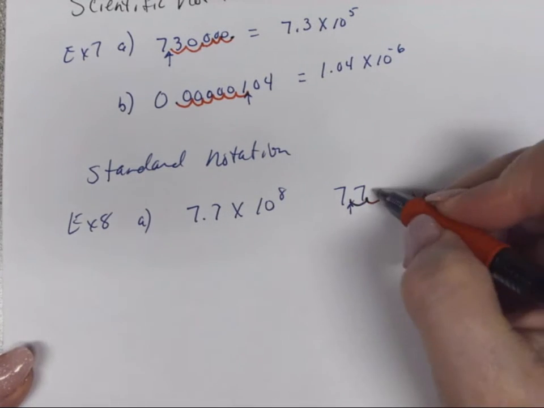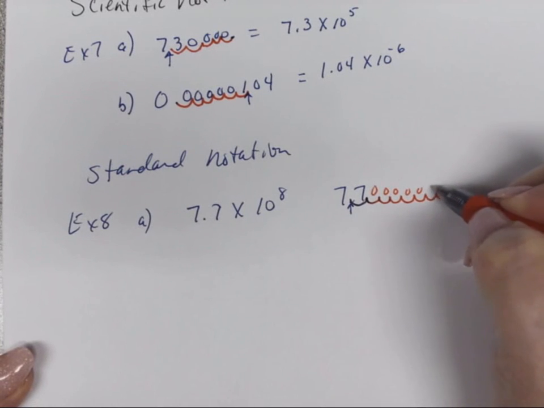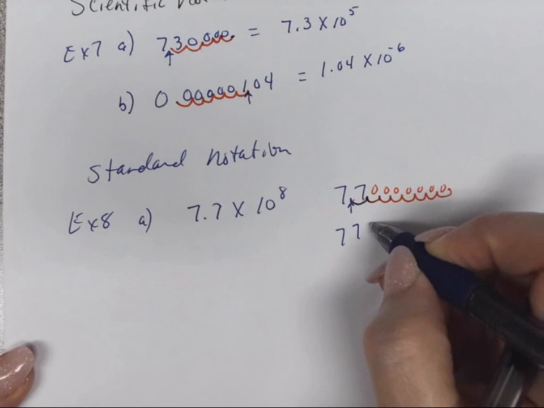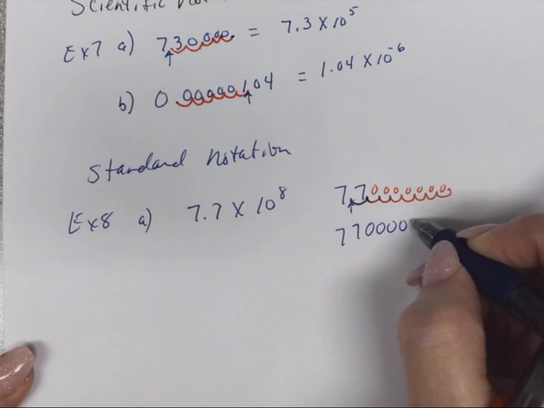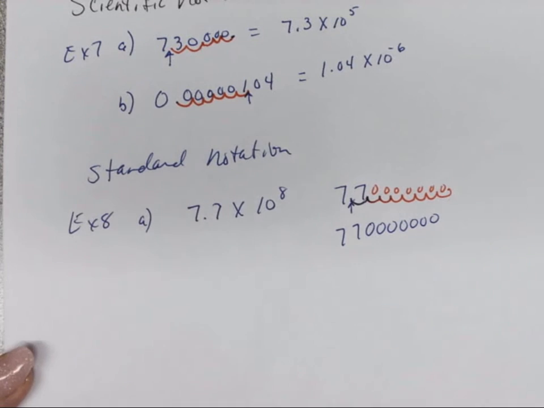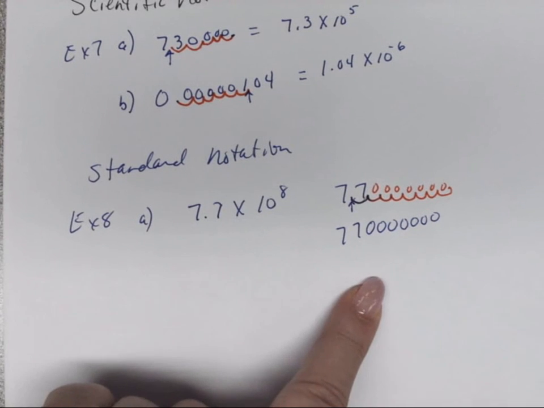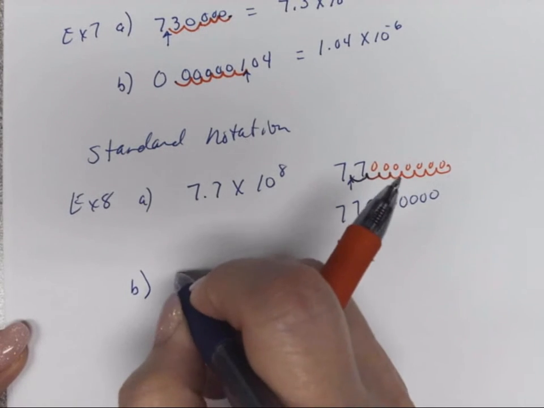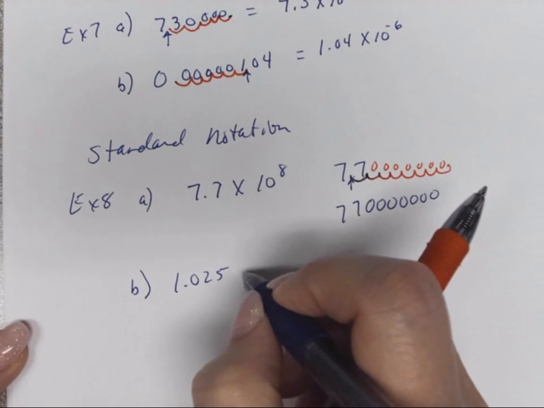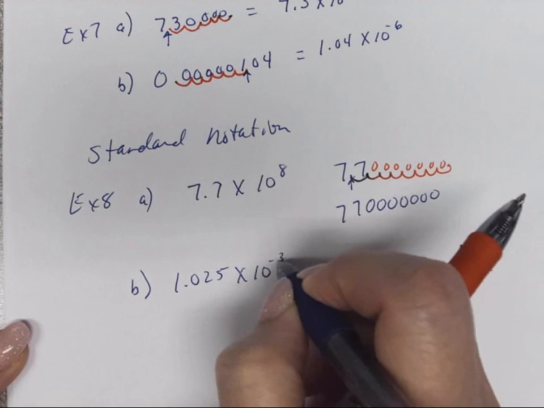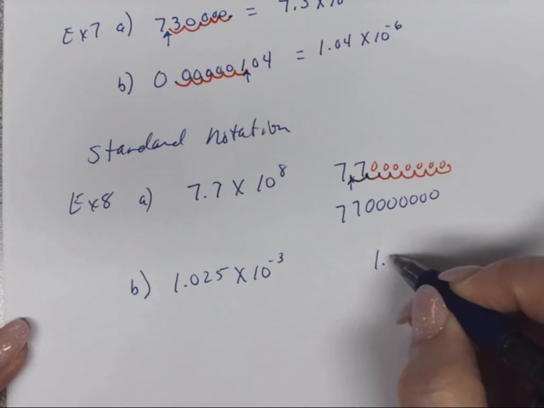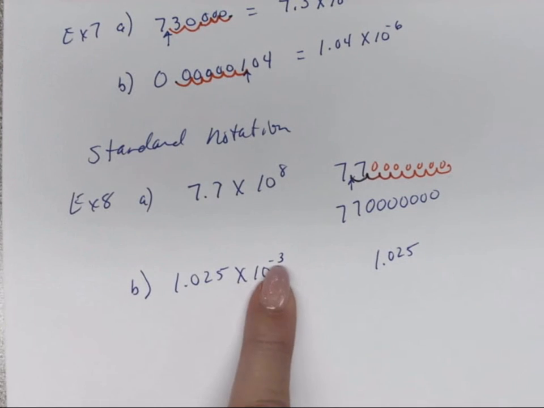So what that's going to do is fill in 7 zeros. Now I'm going to rewrite it as 7, 7, and it'll have 7 zeros: 4, 5, 6, 7. So it's a really, really big number. Let's look at part B. If we have 1.025 times 10 to the negative 3, if I rewrite my number of 1.025, that negative tells me that it needs to be a smaller number.